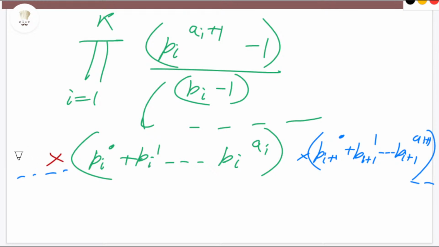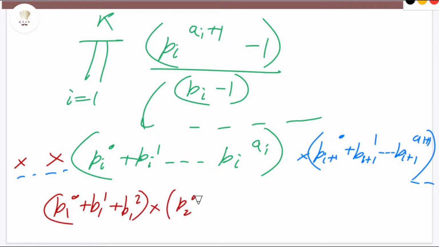You have k products here. Let me write it in a smaller format. Let's write p1 to the power 0 plus p1 to the power 1 plus p1 square, and I'm multiplying this with p2 to the power 0 plus p2 to the power 1. This is an example that I'm giving you. Let's say there is a number which only has 2 primes. n is equal to p1 square into p2 to the power 1, it would have 6 factors.